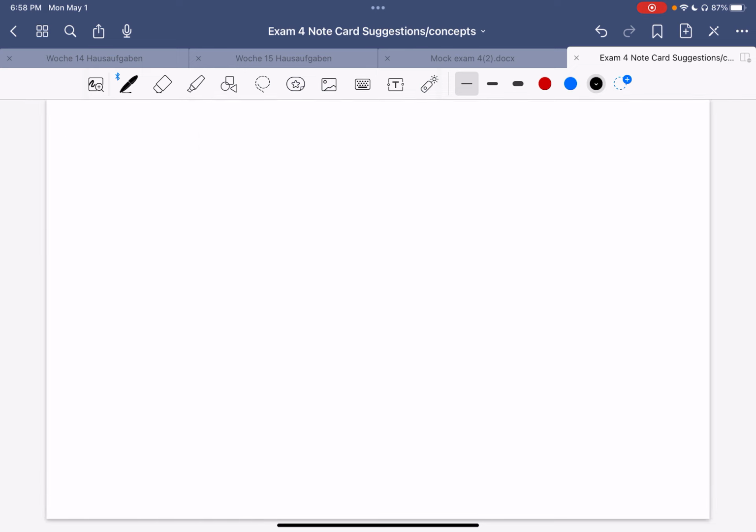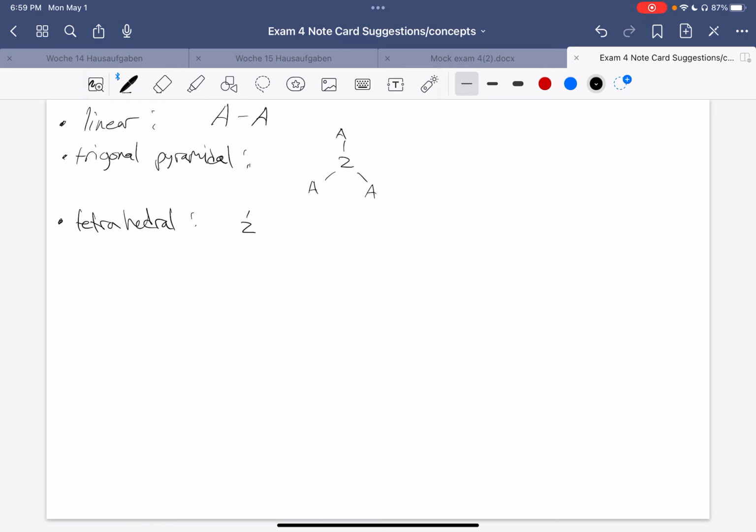Okay, so for shapes, we have linear, which is just going to be very, very simple, something like that. And then we have trigonal pyramidal, which is going to be something like, I don't know, Z. And we don't have to use any of the wedges or the dash things, because these are all just still in the plane. And then we've got tetrahedral, which is going to be something like Z.